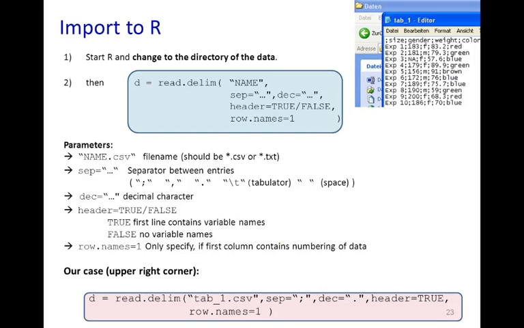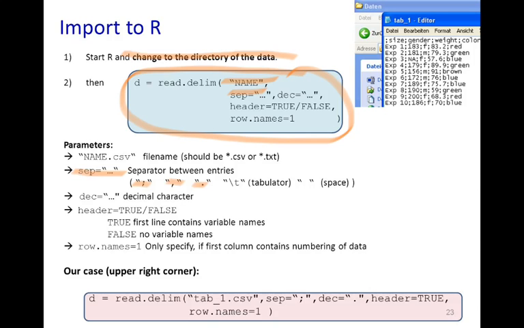For that, the first thing you need to do, very important, you have to change the directory to the directory of the data. Then you use the command, as we have seen in the lecture various times, read delim. You need to feed this one a name. You need to feed it a separator. The separator can be semicolon, comma, point, or whatever. That is the variable that separates the entries.